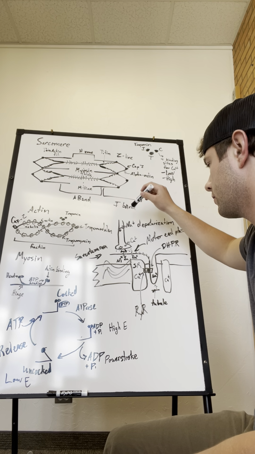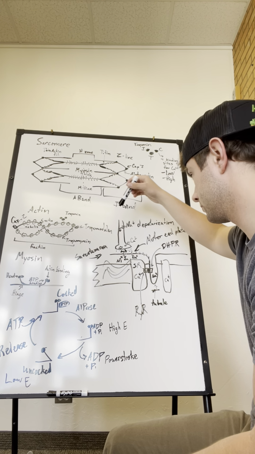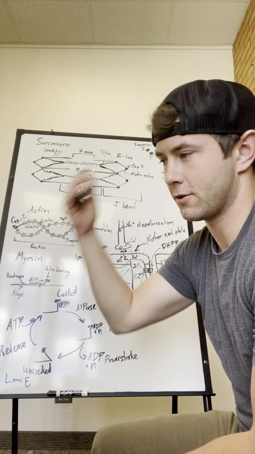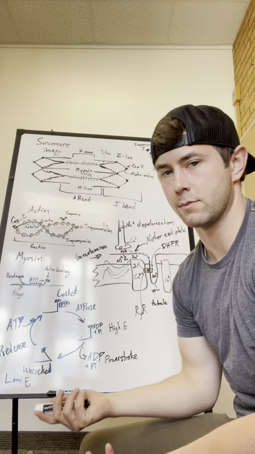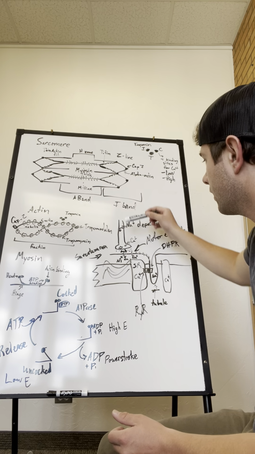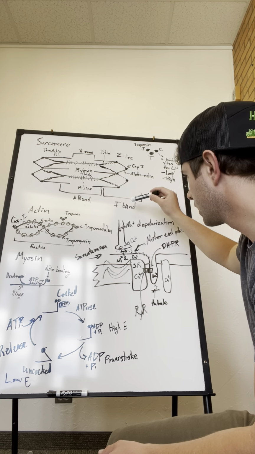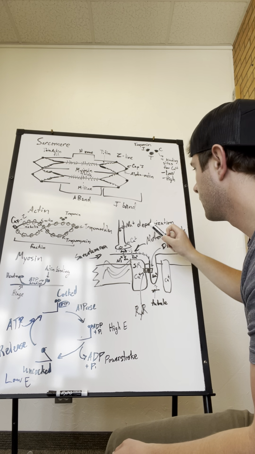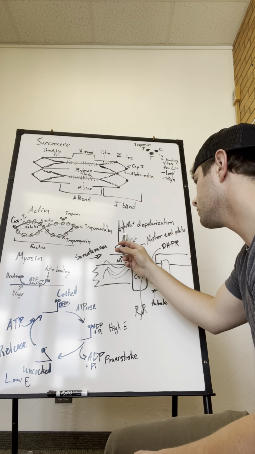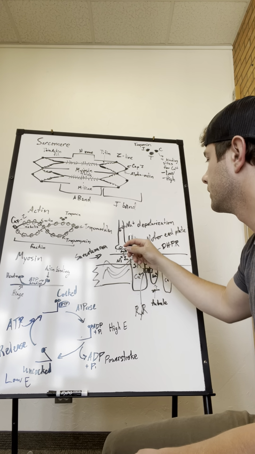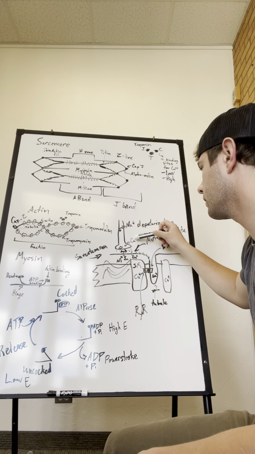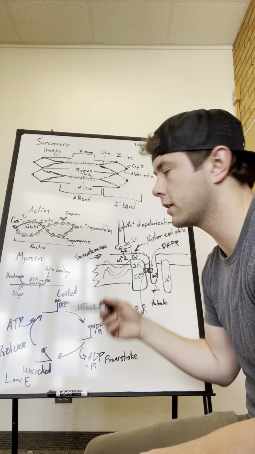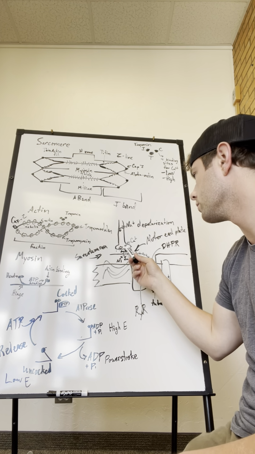But let's consider how this all works from our neurons all the way to the contraction component. So you have a neuron here, and we're sending an action potential down this neuron, and it's depolarizing. Once you get to the axon terminal, that depolarization is going to allow voltage-gated calcium channels to open, allowing calcium into the axon terminal.